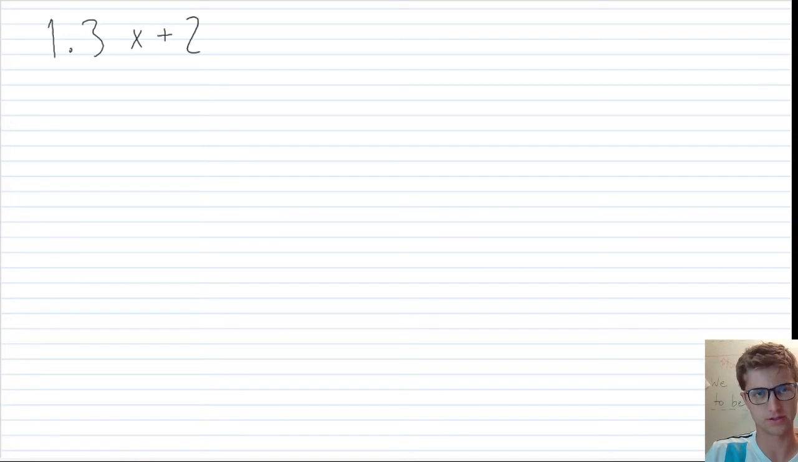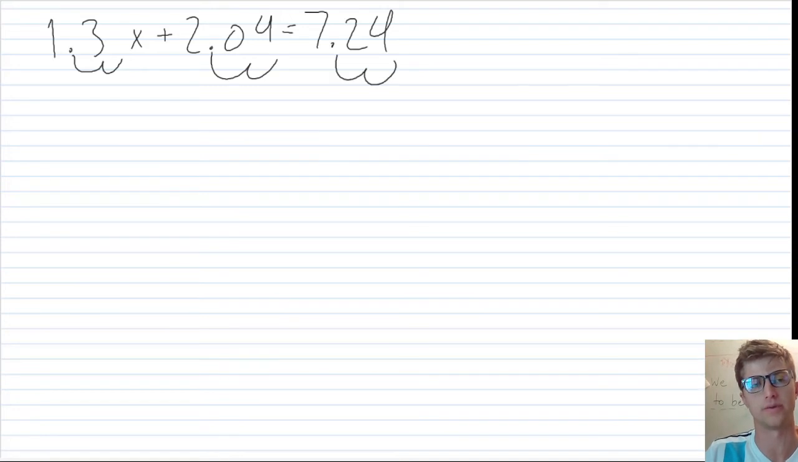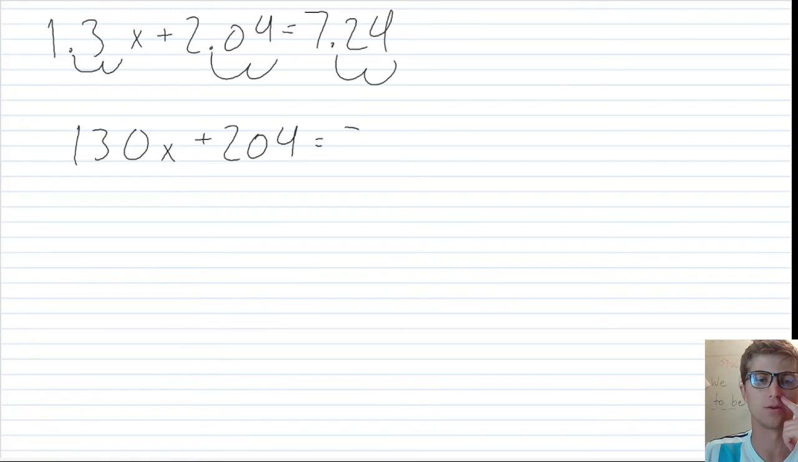Let's do problem 2.5c. 1.3x plus 2.04 equals 7.24. Just move the decimal. What's the most number of decimals we have to move? We got one here, two here, two here. So let's move everything over by two. 1, 2, 1, 2, 1, 2. What do we got? The decimals are gone. So we got 130x plus 204 equals 724.